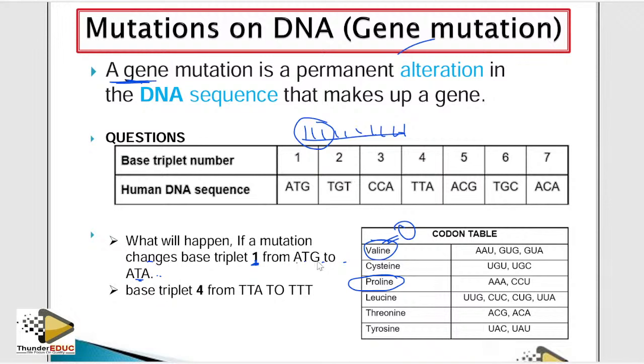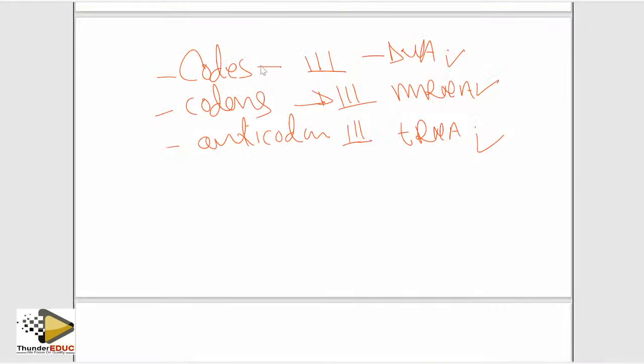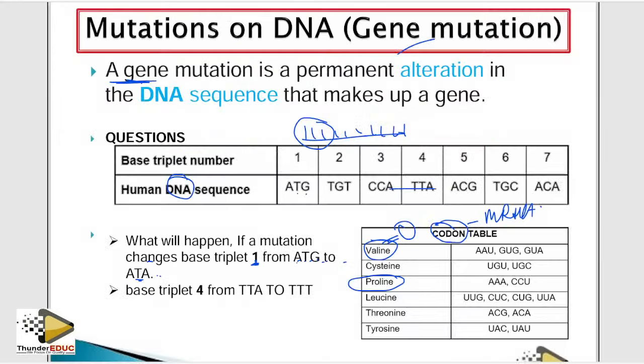You say ATG. You first come here and find out what is indicated here. They are saying DNA. So what is here is DNA. So I'm saying ATG. What does ATG indicate here? But here they're saying codons, which means messenger RNA. You see, I told you that when you bring this, we don't tell you that it's messenger RNA or what. So I have to know whether I have to convert it two times or once.